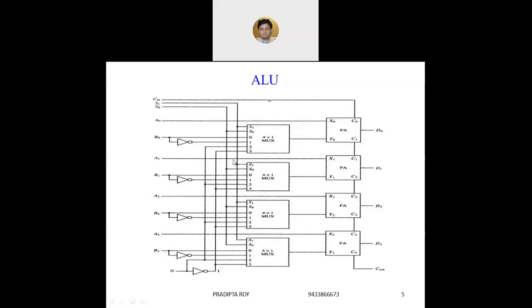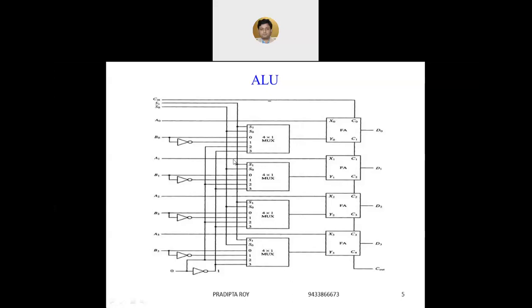Now, if the value Cin is equal to 0, that means we are just transferring the value A to the output line. This is called transfer A. Now, in this situation, if we change the value of Cin to 1, that means we are just adding A plus 1. So here we can increment the value of it.